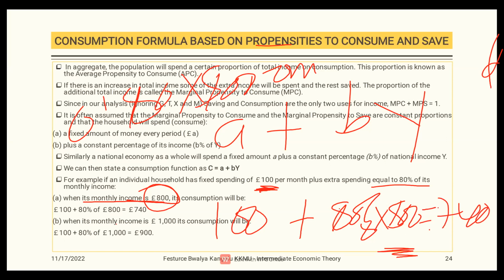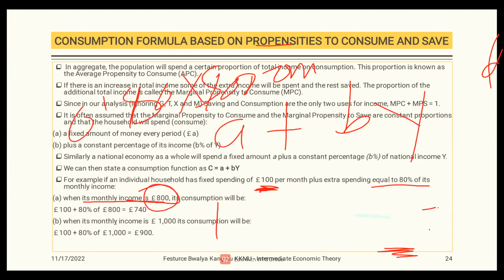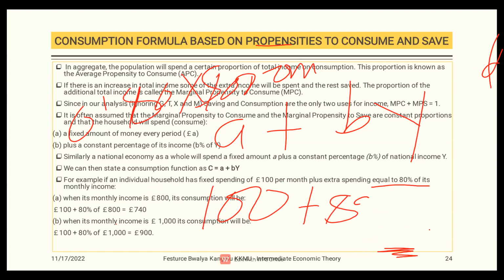So what I meant is that consumption is dependent on income. If your consumption is dependent on income, that is called induced consumption. You can even do this second one, where you have the fixed one, which is 100. Then you also do 80% of your monthly income; your Y is 1,000. So you do 80% of 1,000, and you find that your consumption is 900.